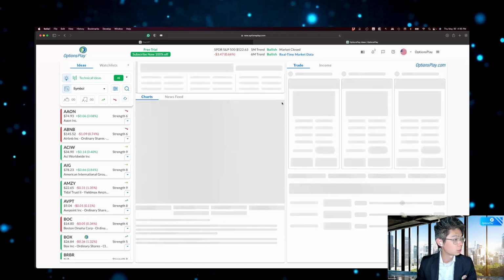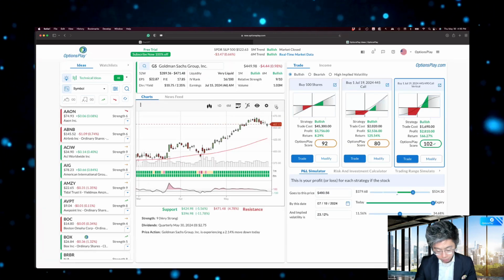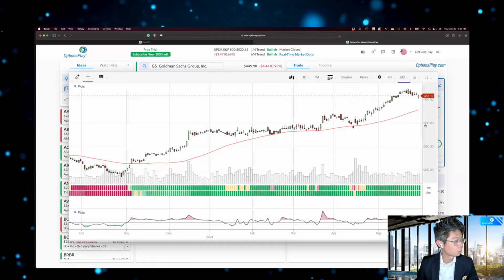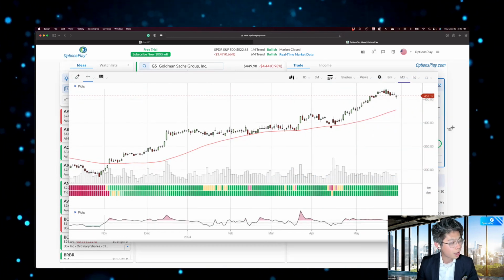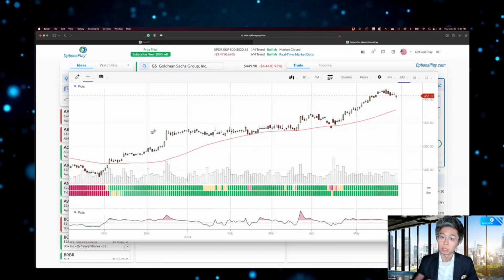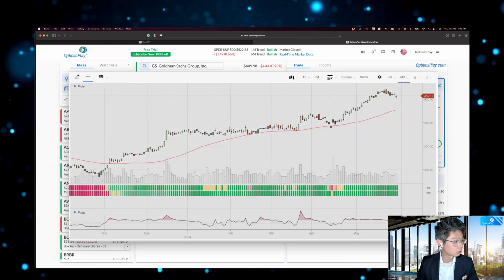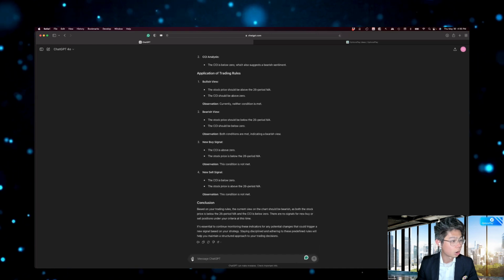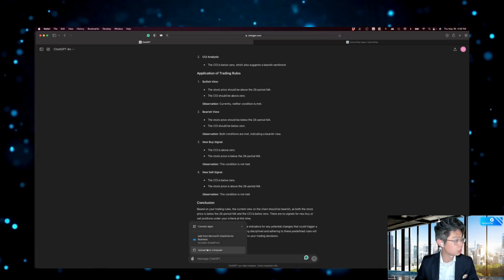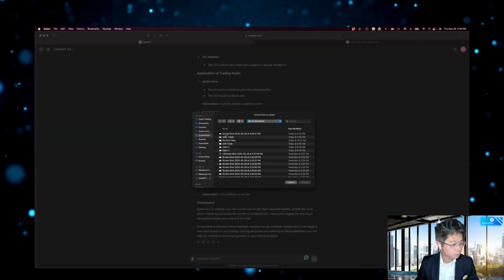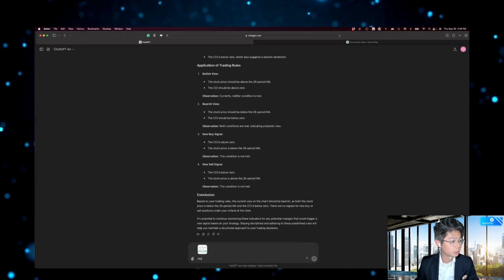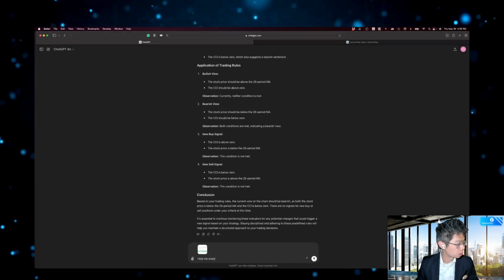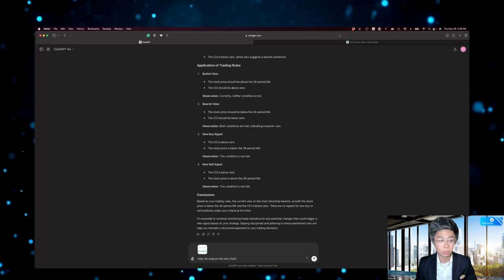So what I've done is basically I went to Options Play. Let's say I pull up, I don't know, let's look at Goldman Sachs, for example, right? It doesn't matter what chart you use, as long as you have the specific indicators that you use as part of your process. So I have the 26-period EMA and I have the 20-period CCI here. All I have to do is basically take a screenshot of the chart, as I've done here. I go to ChatGPT. I will upload that new screenshot that I just took.